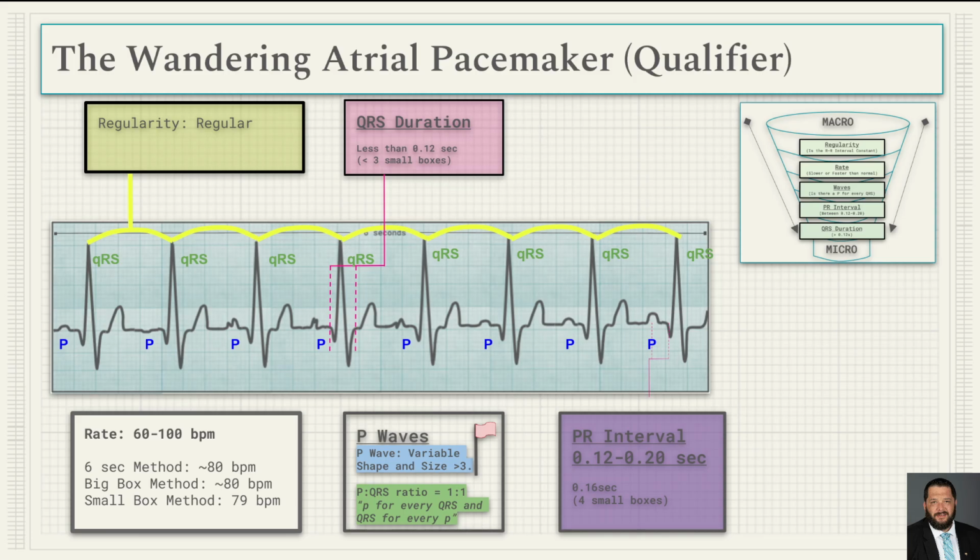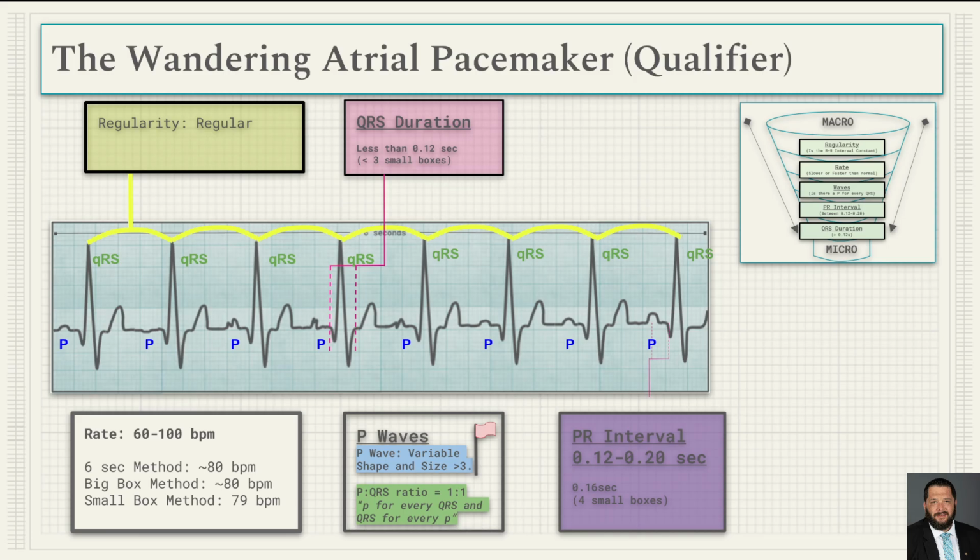We can see here with our 6-second method, our big box method, and our small box method, we find an overall rate of around 80 beats per minute. We do have P waves, but note the shape of the P wave varies slightly from complex to complex. P wave 1 is upright and rounded. P wave 2 almost seems to be inverted or non-existent. P wave number 3 has a notching to it, as does P wave 4, but it's a different shape.